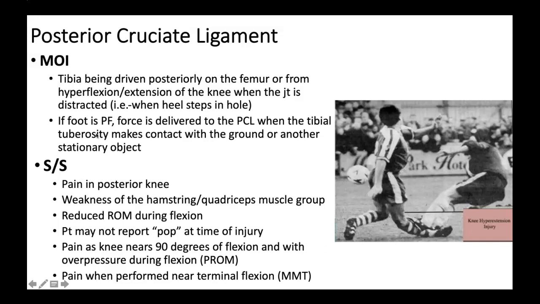Another thing that we see in PCL injuries is the foot is most often in a plantar flexed position, and the force is delivered to the PCL at the tibial tuberosity.